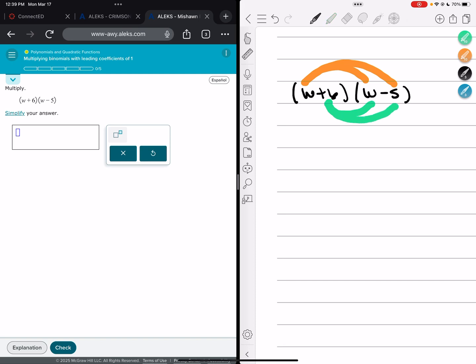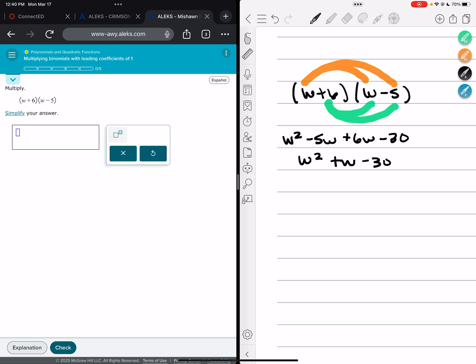So when I do that, I get w squared. W times negative 5 is negative 5w. 6 times w is 6w, and 6 times negative 5 is negative 30. From here, I need to combine like terms. W squared's all by itself, so I'm going to keep writing w squared. I go negative 5w plus 6w, which is w, and then I subtract 30, so I go minus 30.